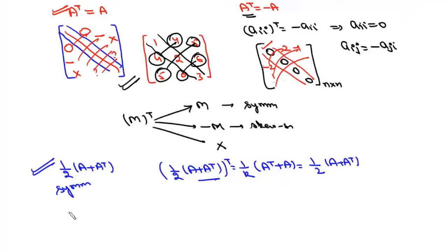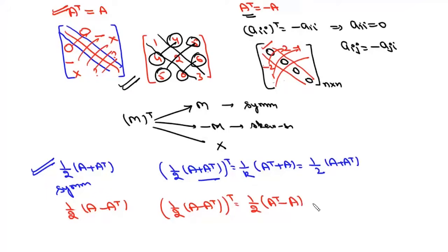And if we look at this other matrix, which is 1 by 2 (A minus A transpose), then transpose of 1 by 2 (A minus A transpose) will be this 1 by 2, and then it'll be this A transpose minus A transpose of transpose is A. Now if we take minus common, so it'll be 1 by 2 (A minus A transpose), which is M transpose is equal to minus M. That means this matrix is a skew symmetric matrix.